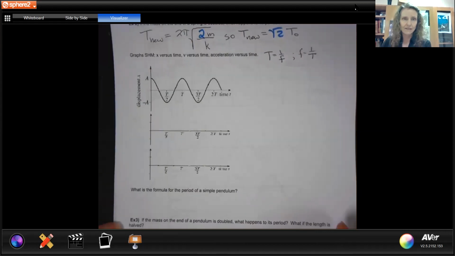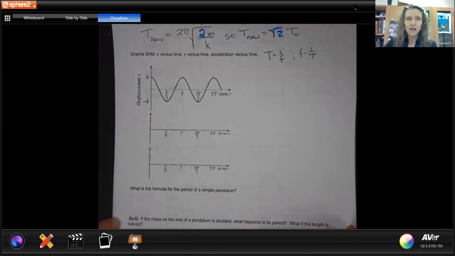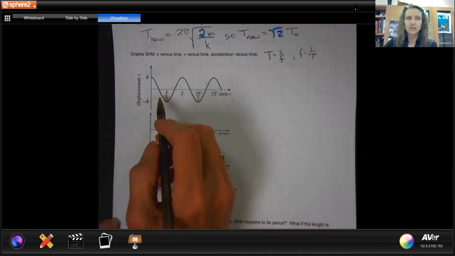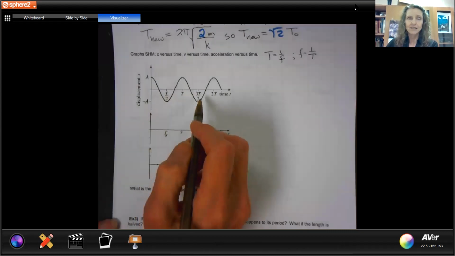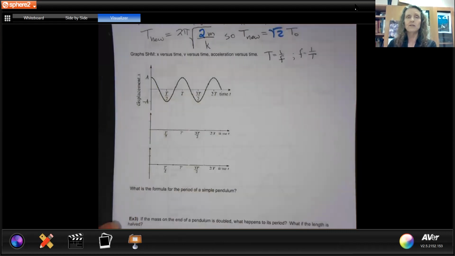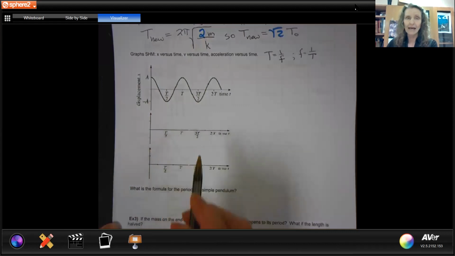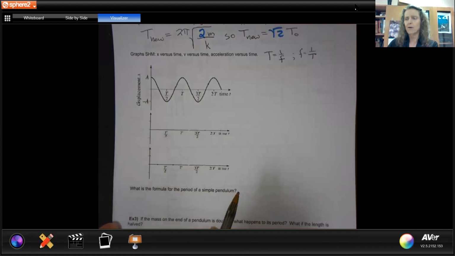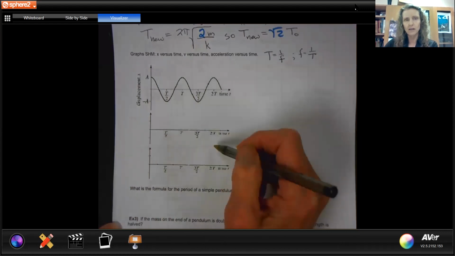Okay, graphs. So graphs of simple harmonic motion. I have an x versus time graph right here. This is displacement versus time. What does it mean? What does it look like? Let's walk through that one because you can see the next two are blank. So we're going to have to figure out what the first one means in order to draw the others.